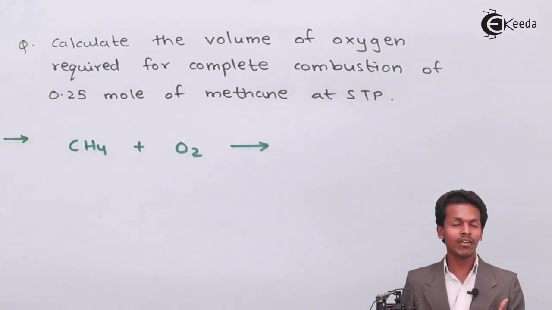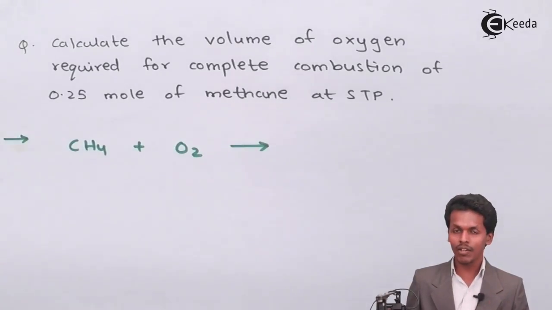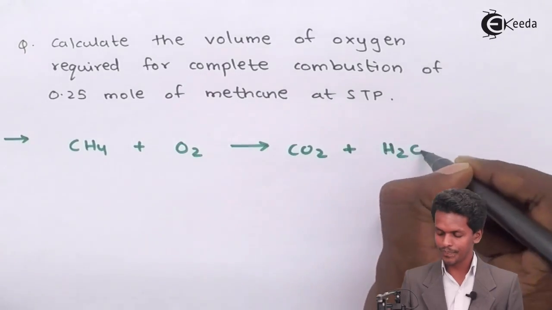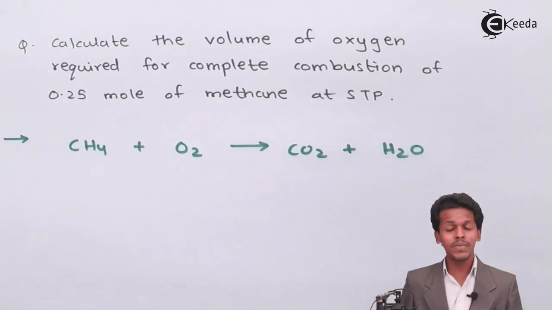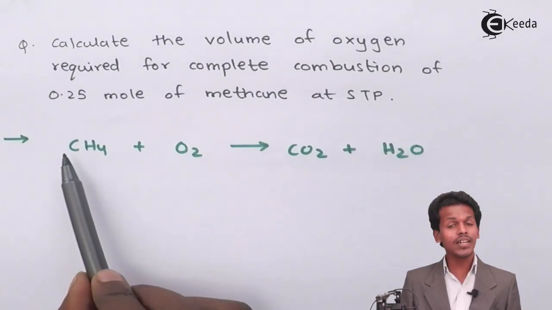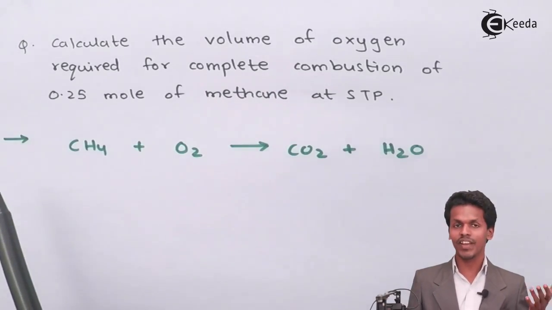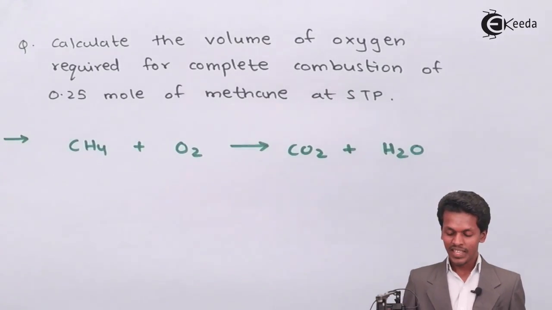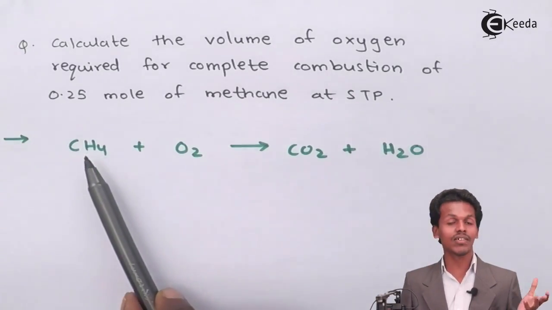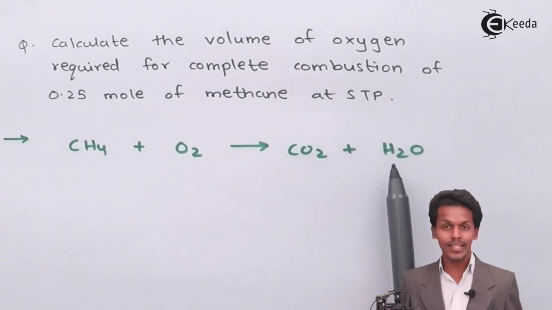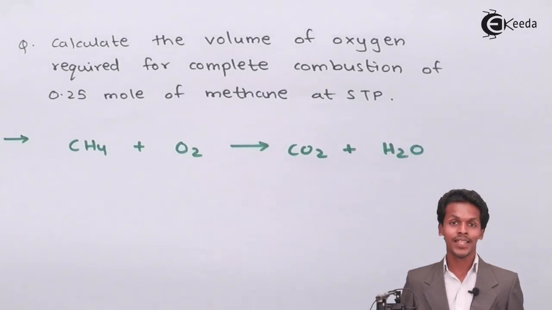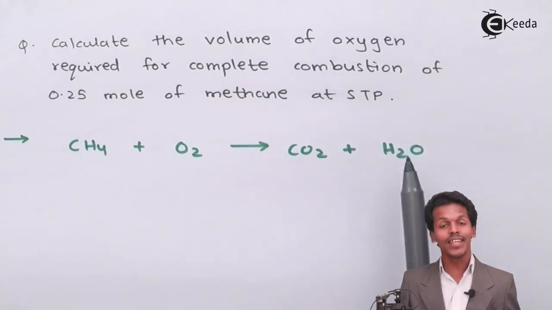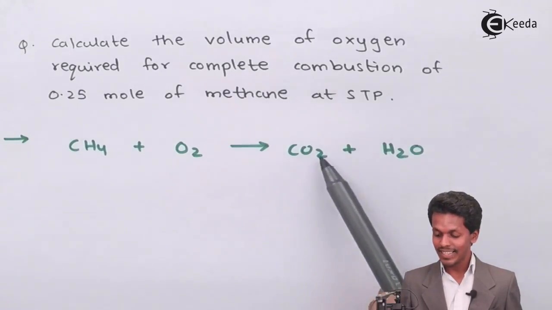And this kind of reaction we have done earlier also. So the carbon dioxide and H2O, this is what we would get. But if you observe, the total atoms of carbon on the reactant side is 1, while in the product side it is also 1. The hydrogen on the reactant side is 4, while on the product side it is 2. The oxygen is 2 on the reactant side, while on the product side it is 3.